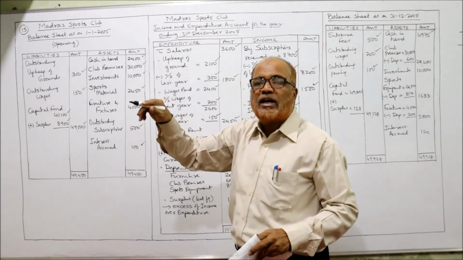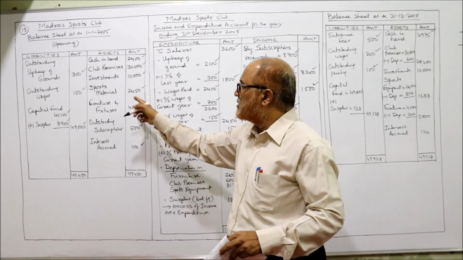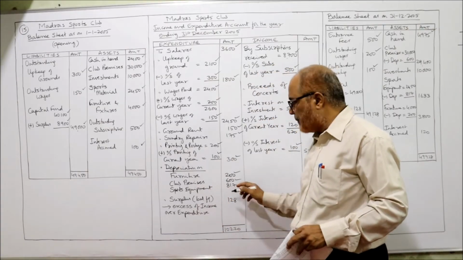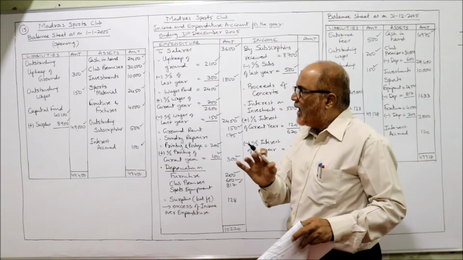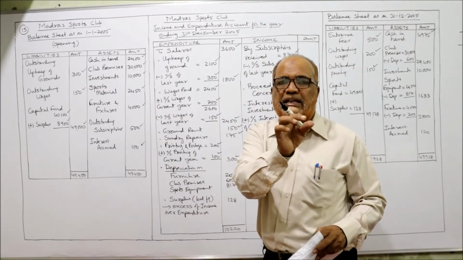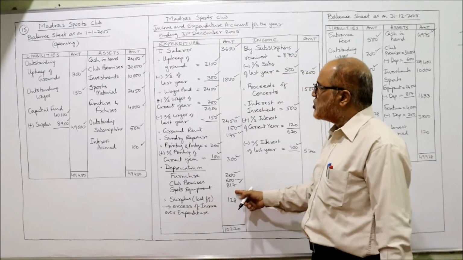33.333% of 2,450 comes to 817. Use a calculator and see: 2,450 into 33.3333%. You will get this amount, 817. So depreciation we have taken.